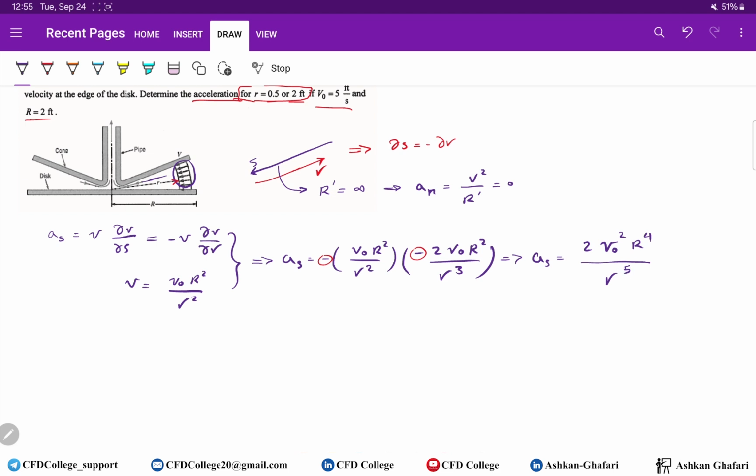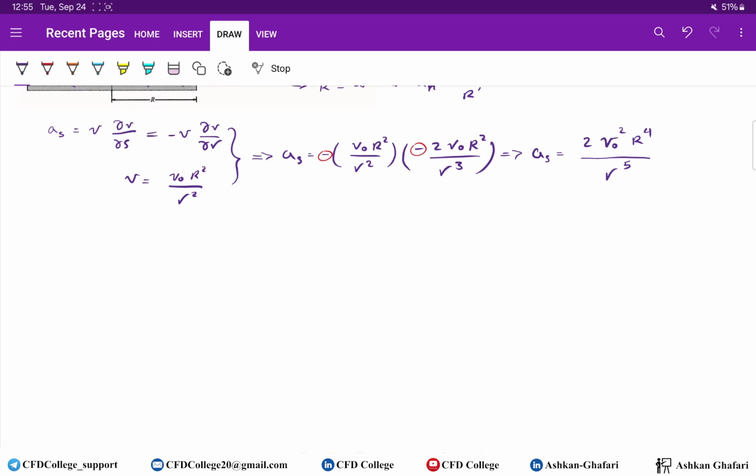And as you can see here, acceleration is a positive value, because as we move towards the pipe, the area decreases, and since we have continuity in mass, the velocity should increase.